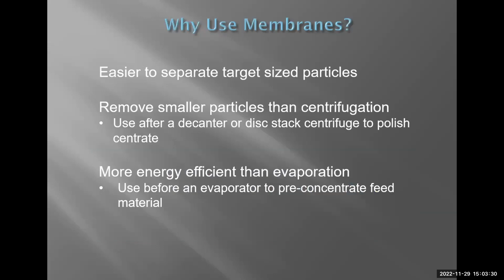Why do we use membranes? Well, it's easy to separate a target size particle with membranes. They can remove smaller particles than centrifugation, and they're often used after a decanter or a Distac to polish off the centrate. They're also used before evaporators because they're more energy efficient than evaporation. And typically you will see these before an evaporator to pre-concentrate the feed material. They're also used in instances where you have temperature sensitive products that cannot be used in an evaporation system. So then they are used with a membrane filtration to pre-concentrate.